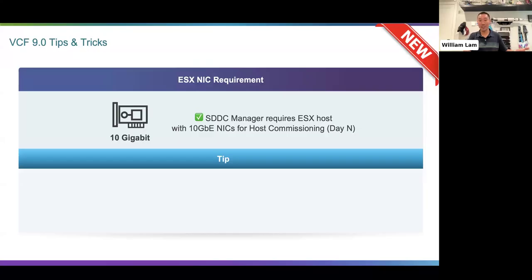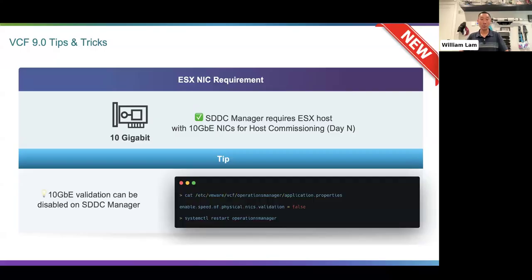So while you can work around it on day zero, if you needed to add more capacity to your initial management cluster, or deploy a workload cluster and you didn't have 10 gigabit, you were kind of out of luck, which was really unfortunate. Luckily, this is something our engineering team has fixed. In the VCF 9.0.1 release, you now have the ability to also bypass that at the SDDC Manager layer.